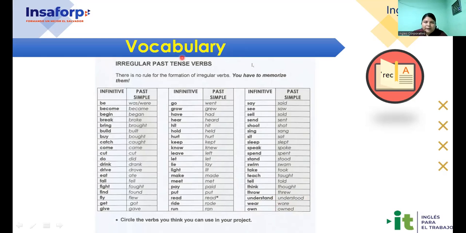Okay, very good, guys. So now let's continue. I'm going to pass the attendance list. Just keep in mind that vocabulary. I want you to take a screenshot of that vocabulary since you're going to use it in some sentences or activities that we're going to do.